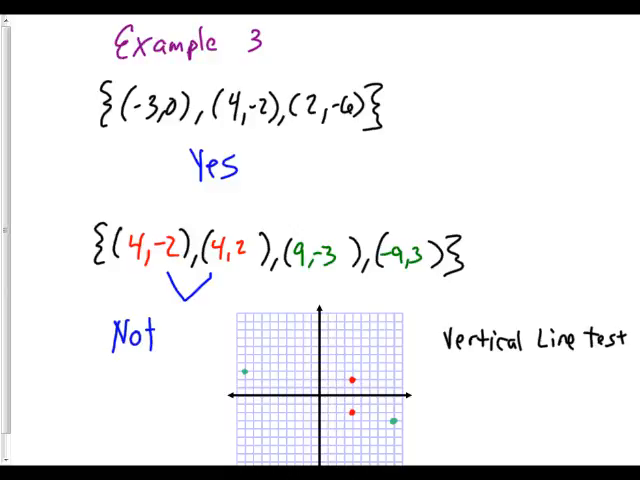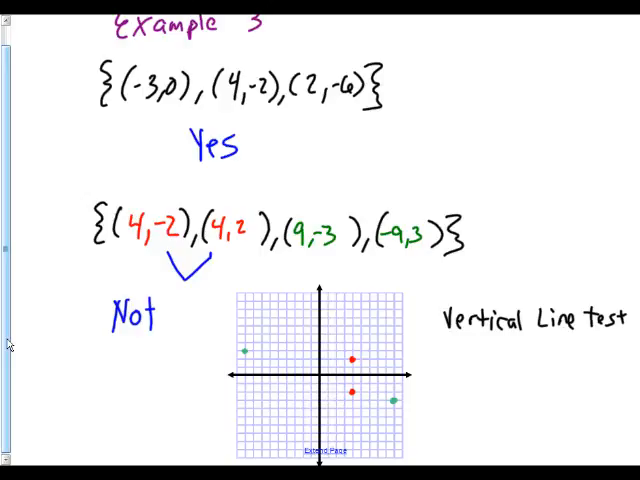In other words, if I draw a vertical line anywhere on this graph, if I hit more than one point on the graph at one time, that violates the function definition, so it's no longer a function. As you can see, the 2 red dots that correspond to the 2 red ordered pairs violate the vertical line test. If I draw a line, it goes through both points at the same time, so it is no longer a function.